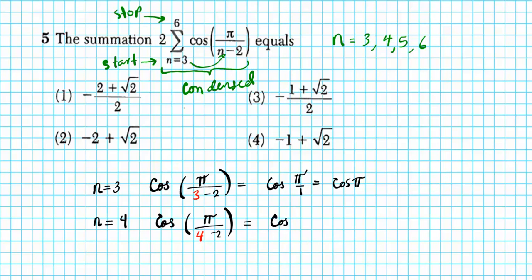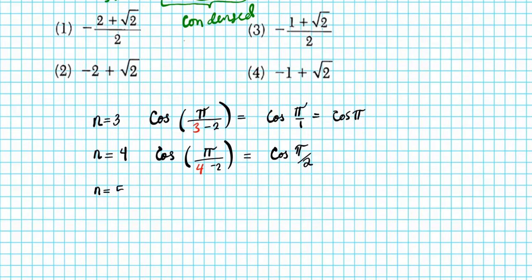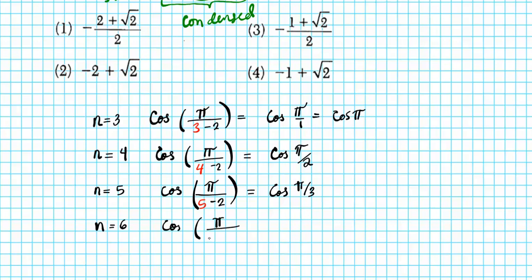And that gives us cosine of 4 minus 2 is 2, so it's pi over 2, like that. Moving right along, n equals 5. The same procedure, just substitute 5 for n in that cosine expression there. So 5 minus 2. That's cosine of pi over 3. Last but not least is n equals 6. So we need cosine of pi over 6 minus 2. Okay, so that's going to be cosine of pi over 4.